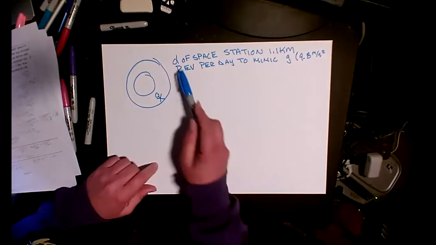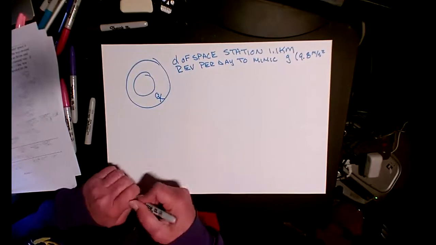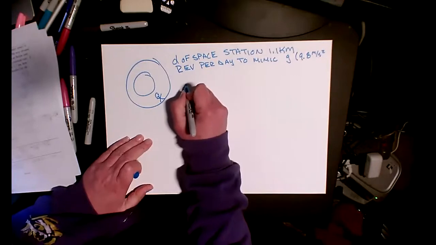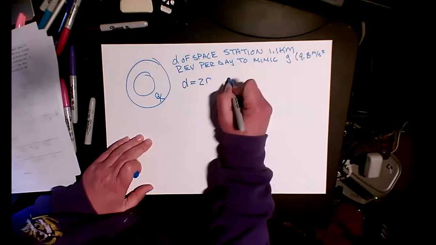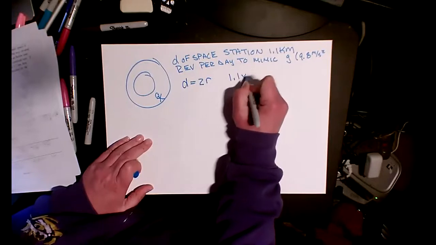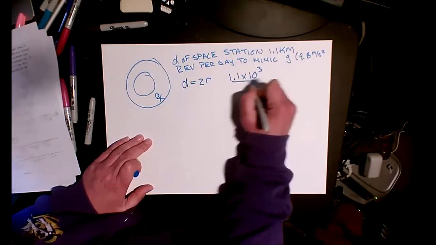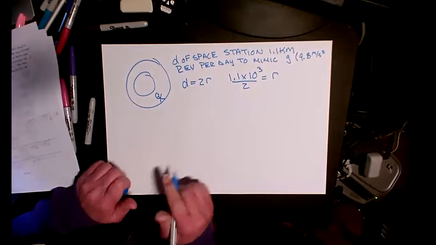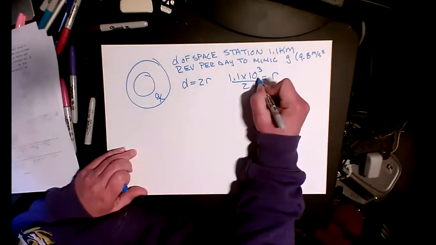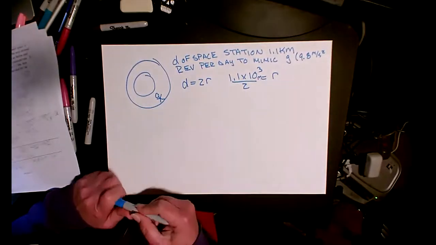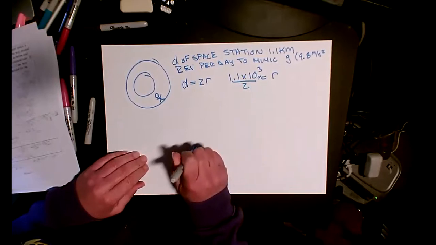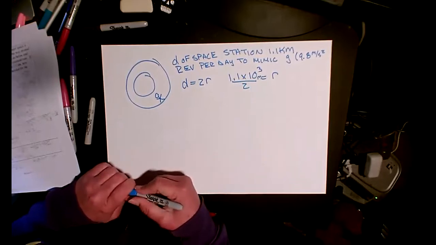So let's see. This is the diameter. We need to change diameter into radius. So diameter is 2 times r. So 1.1 times 10 to the 3rd divided by 2 will give me my radius. There. Do that right out of the gate. That way, when you start doing your math, you use the right term instead of something that you don't intend to.